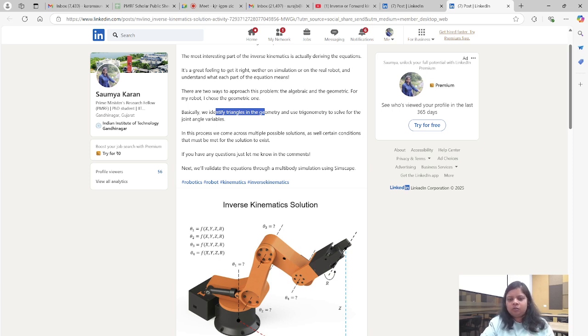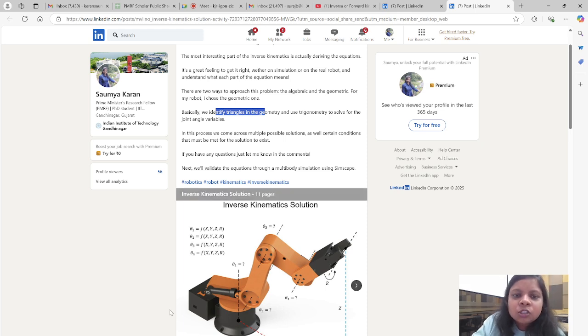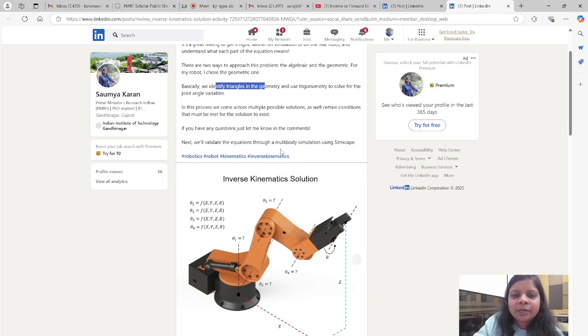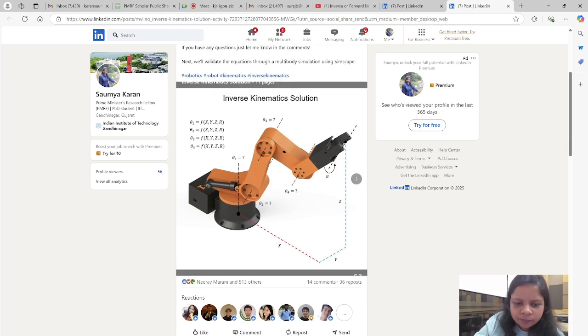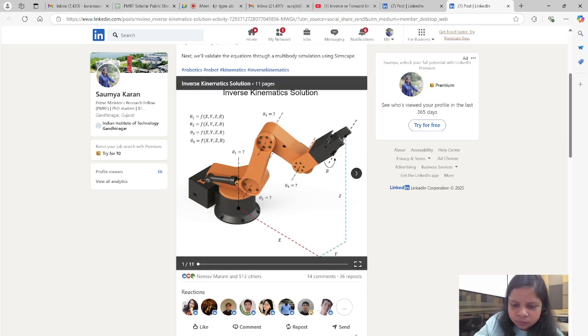So what are the angles? All of them are revolute joints only in this case, no prismatic joint. So this person tried to use the geometry to find out all the joint angles. He came up with multiple possible solutions, and then you have certain constraints which have to be met to get the answer. So yeah, I'll show you.